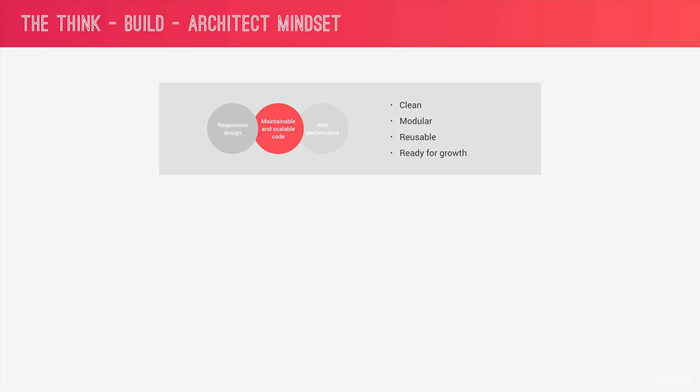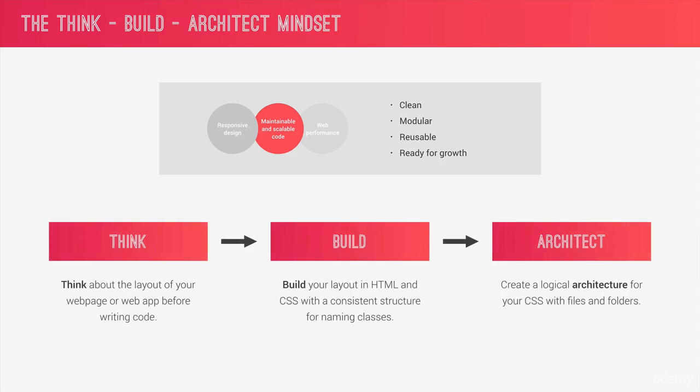So we need a good strategy here, a good mindset. And from my experience, the best strategy is something I like to call the think, build, architect mindset. We need to think about the layout of our web page or web app before we actually write the code. After having the layout figured out, we should build it in HTML and CSS with a consistent structure for naming our classes. Also, at the same time, we should create a logical CSS architecture by using multiple files and folders.